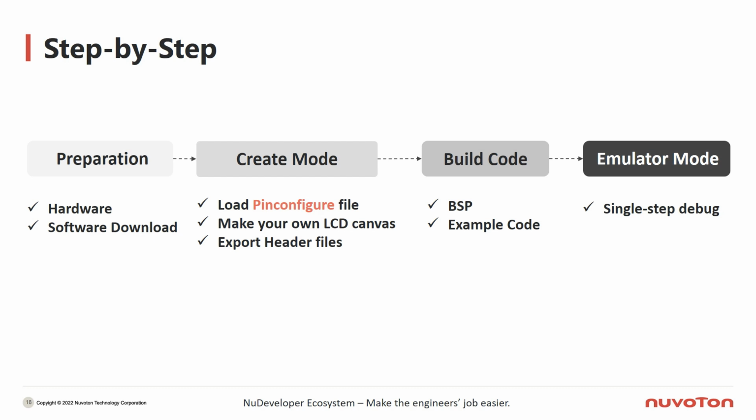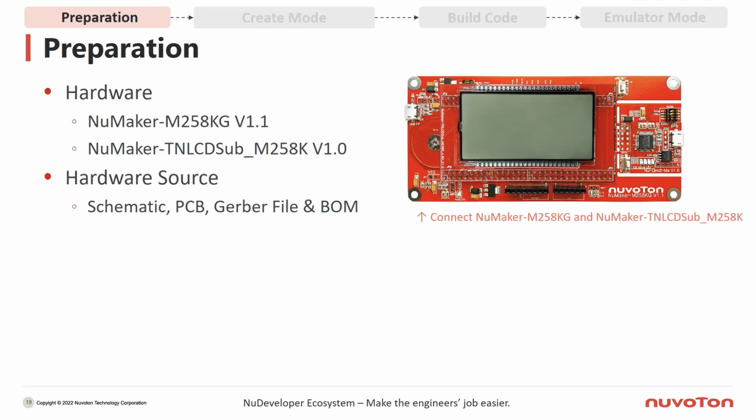The third step is coding. Nuvoton provides BSP and example code, so users need to do a few modifications to finish this part. And last but not least is about running and debugging. Under emulator mode, users can debug in Keil IDE and see the effects on the LCD panel and PC. Let's talk more about each step.